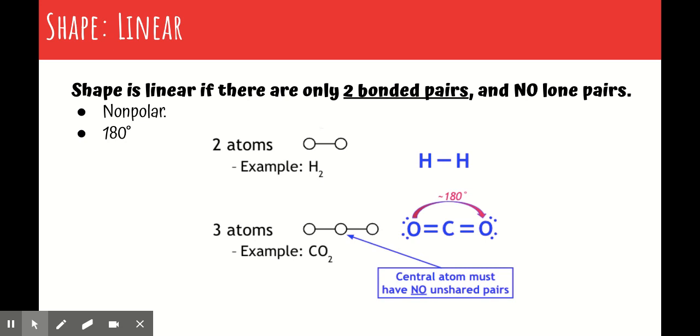So all those diatomic molecules that exist in nature as pairs, like hydrogen gas or oxygen gas, would obviously be linear because there's nothing to make an angle around. So those are always going to be linear.